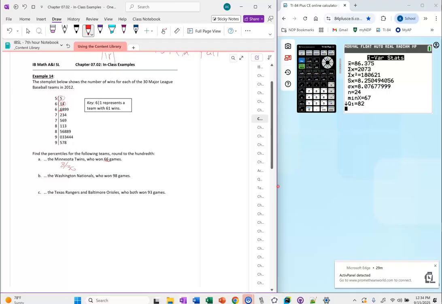You'd want to count them, but I'm pretty sure there's 30 teams in the MLB. How about the Nationals, who won 98 games? Well, that's them. So what's their percentile going to be? 29 out of 30, right? There's 29 teams who won fewer than 98 games.